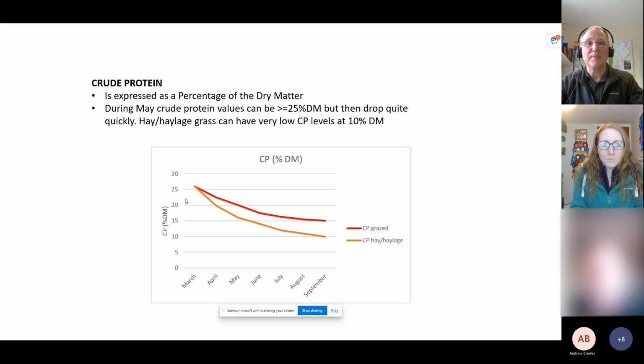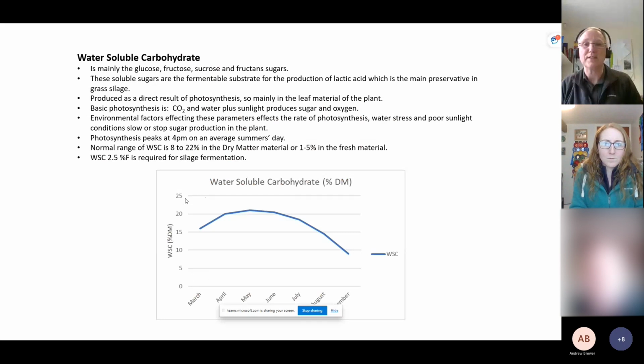So that's crude protein. Soluble sugars, again, it's the sugar on top of your Weetabix scenario as far as parameters are concerned. It's that sugar that's soluble. But how does it work? How does it affect the plant, and in what way does it affect us as farmers, producers, trying to use the grass? So it's mainly the glucose, fructose, sucrose, and fructans in sugars. As I say, they're soluble, they're easily dissolved in water, they're obviously movable within the plant. These sugars are the fermentable substrate for the production of lactic acid, which is the main preservative in grass silage.